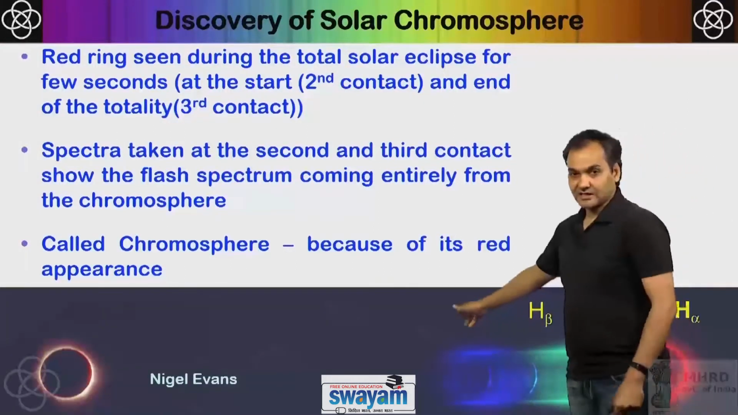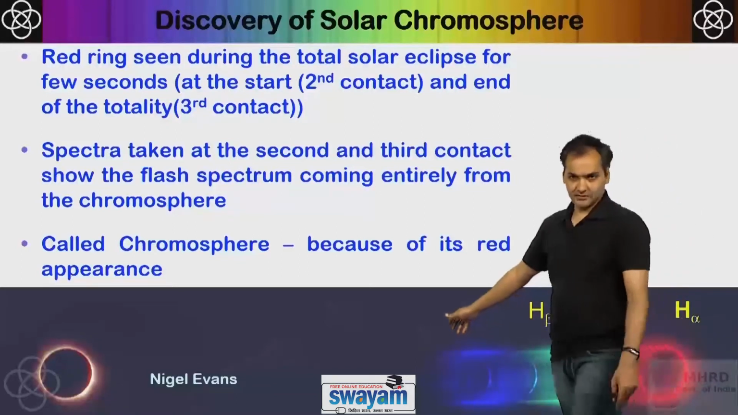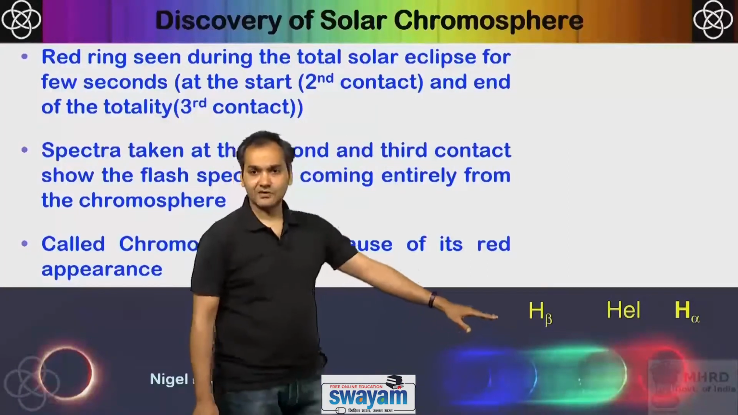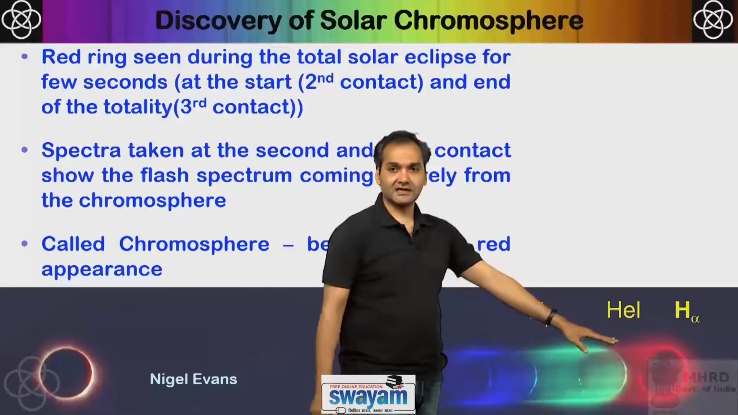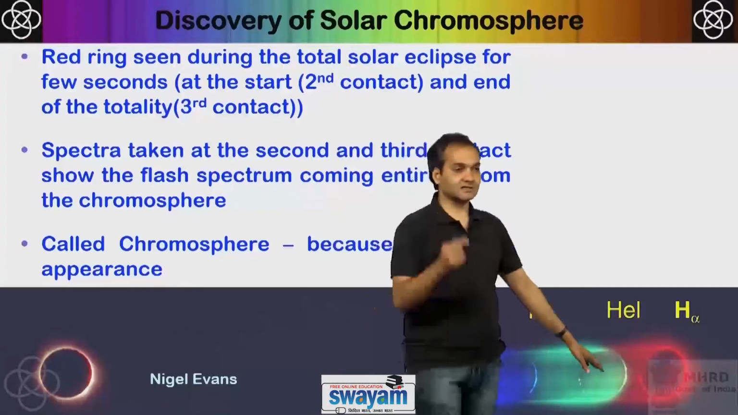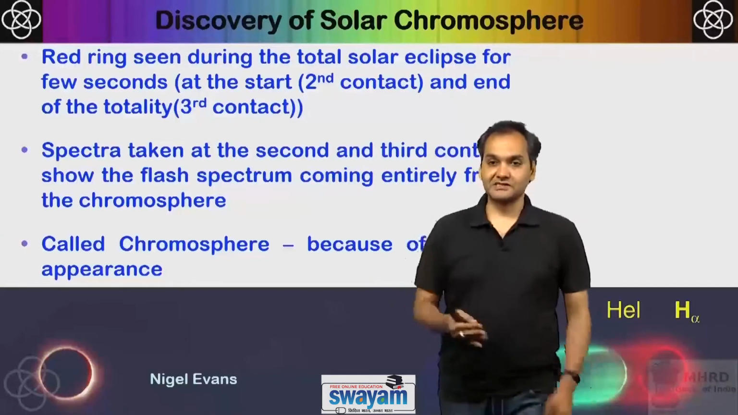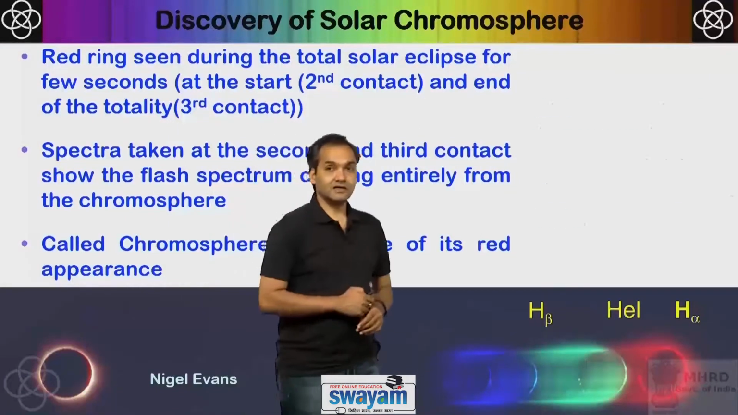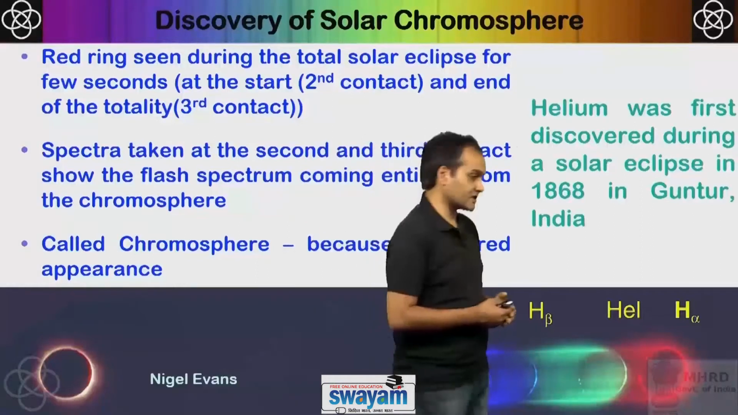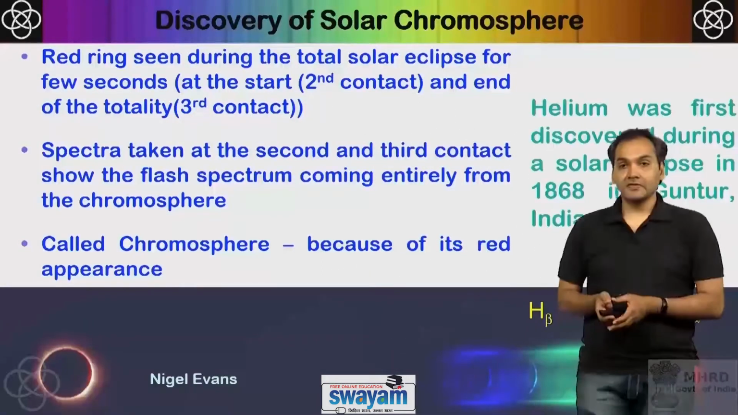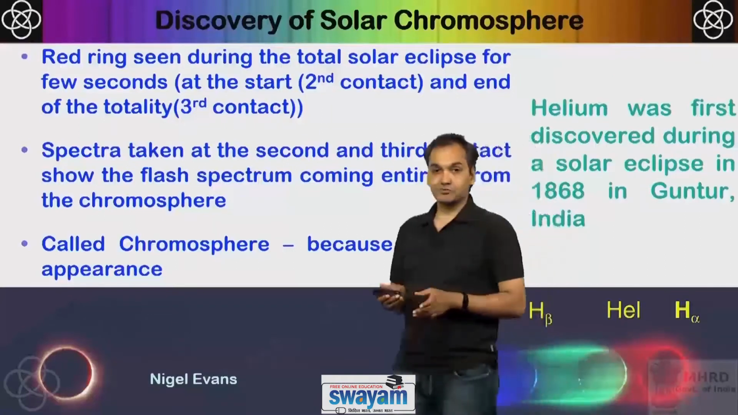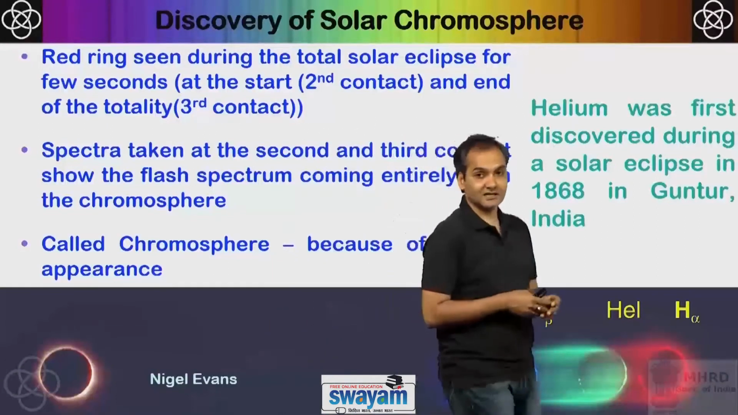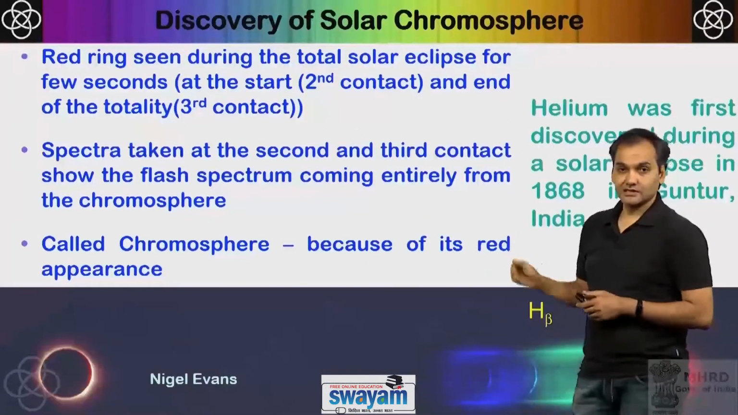And when the spectra were taken during an eclipse, you see the appearance of various lines. You have H beta, helium 1 and the H alpha line. H alpha corresponds to the transition which emits the red color. Another thing found was helium, the second most abundant element in the universe. It was first discovered in the spectra taken during one of the solar eclipses, in 1868 in Guntur. That eclipse took place in India.